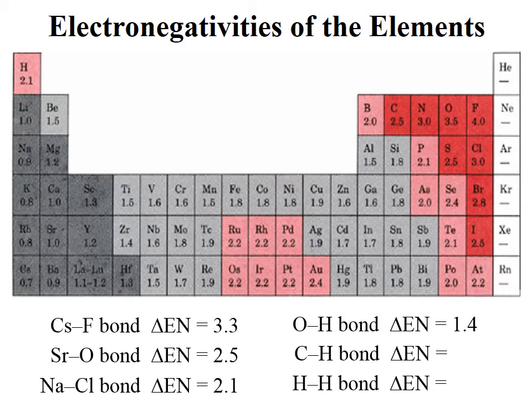The difference between carbon and hydrogen in terms of electronegativity, carbon is 2.5, hydrogen is 2.1. So that's a difference of 0.4. In a hydrogen-hydrogen bond, of course, the difference between the electronegativities of the two atoms would be 2.1 minus 2.1, which is obviously 0. So, for any two atoms on the periodic table, we can calculate their electronegativity difference.